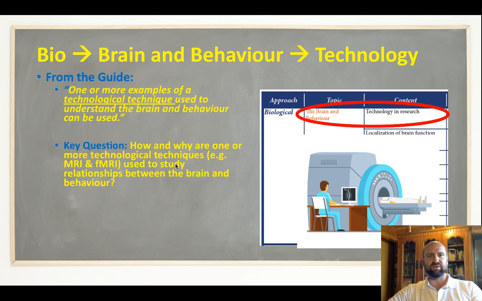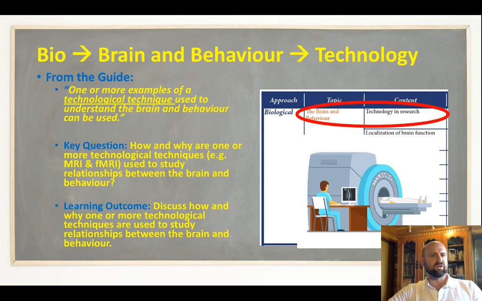So really the key question here is how and why are those techniques used to study the brain? Okay, and I think it's important that we focus on those two. How are they used and why are they used? Right, if we can have answers to both of those, students will do really well. And so I think our learning outcome is essentially the same as what it was in the old curriculum, right? Discussing how and why they're used to study the brain and behavior.